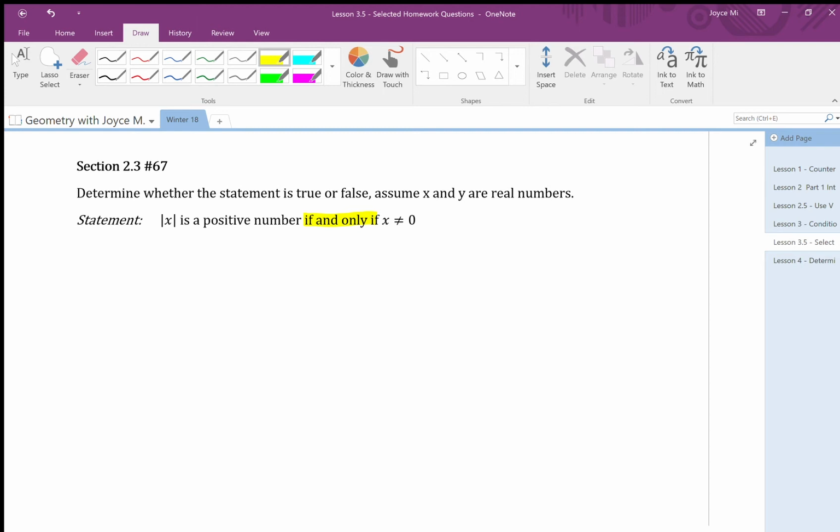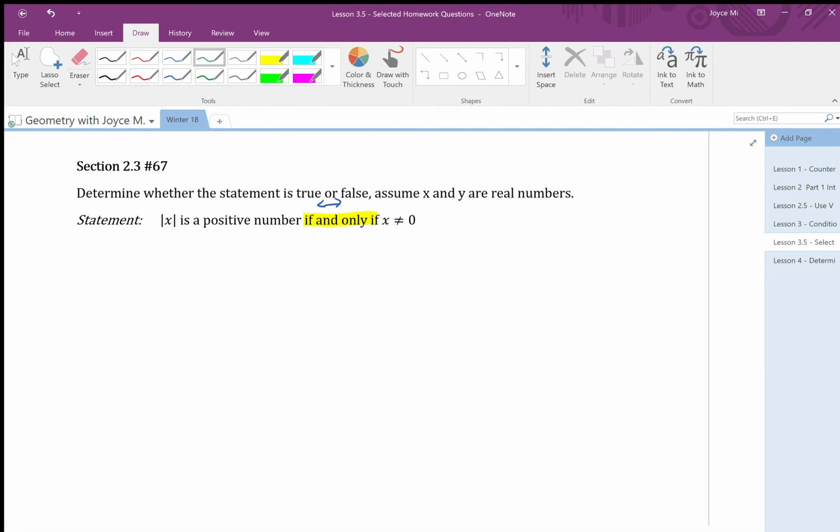Like we did when we made the truth table, let's recall and rewrite it. If and only if is the notation for the biconditional statement. So I'm going to rewrite this using my biconditional statement.